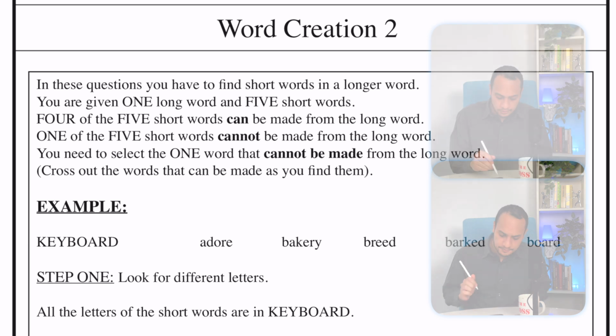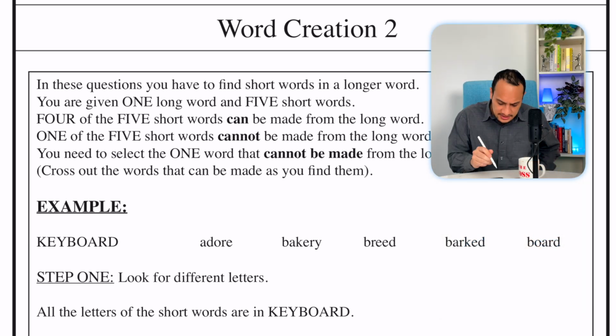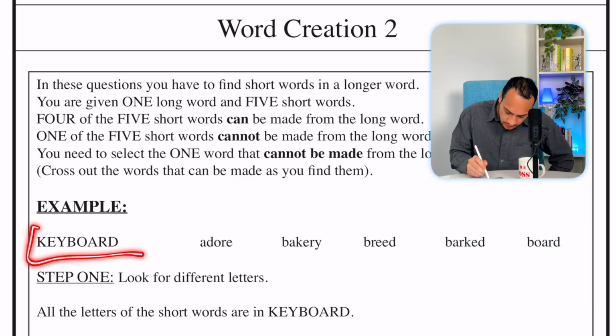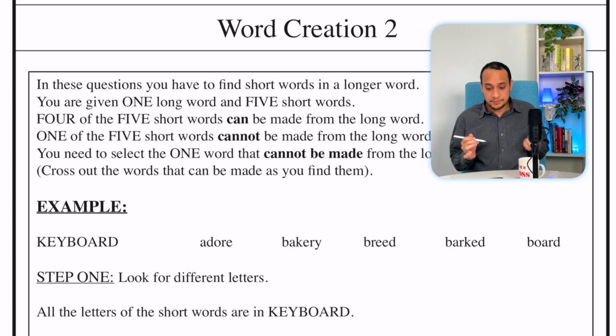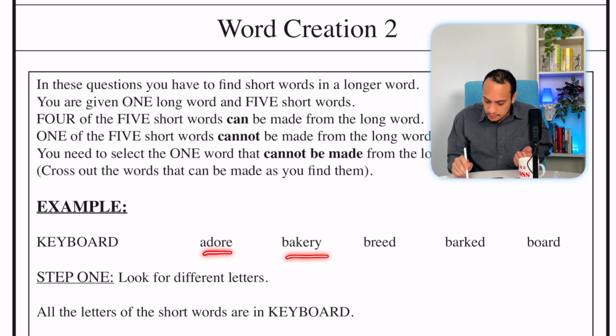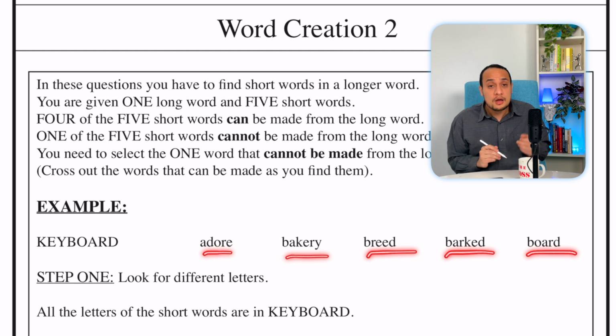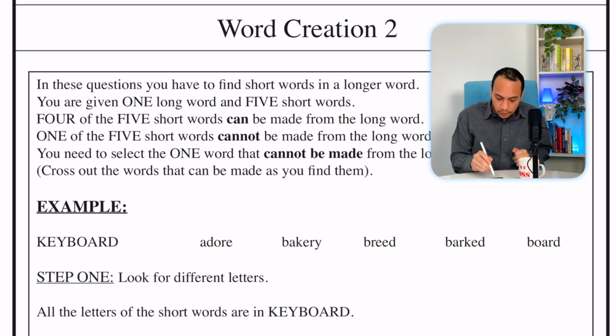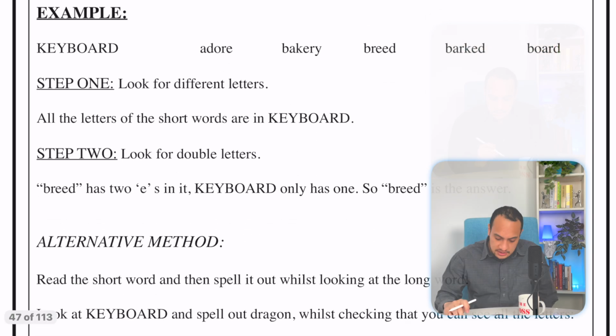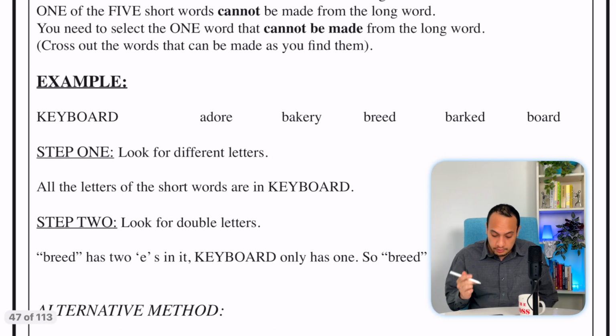So let's get into it. Let's look at the example. It's good to see things in context. We're presented a long word on the left-hand side, and you can see we've got adore, bakery, breed, barked, bored. Four of these words can be formed from the original word, but one of them cannot be made. Let's look at the steps we go through to solve this.